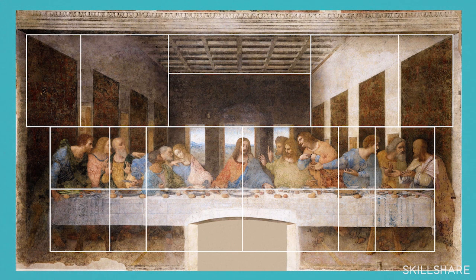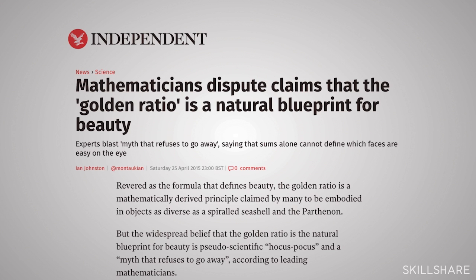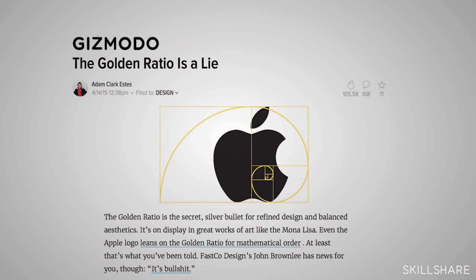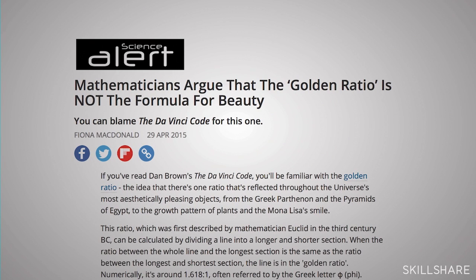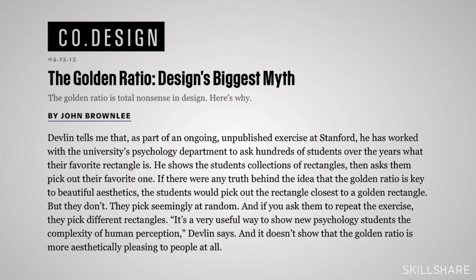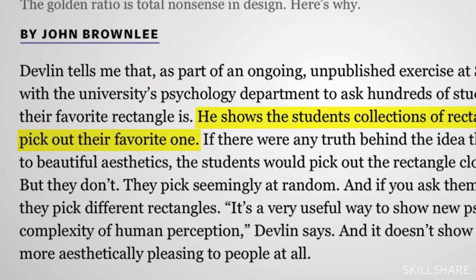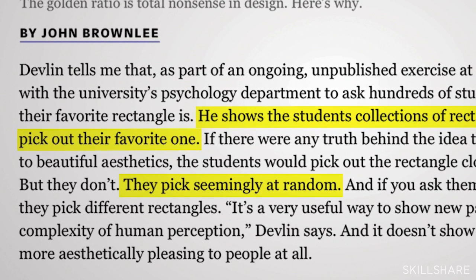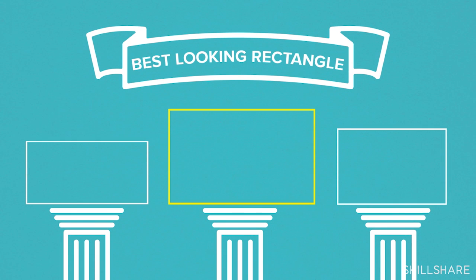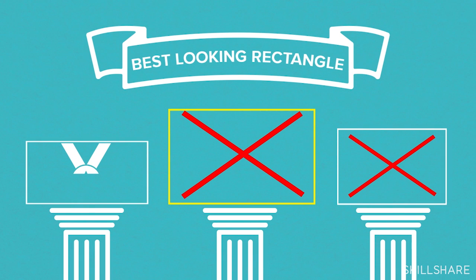However, these days it's debated whether the golden ratio is a true universal law. Over the years, Stanford math professor Keith Devlin has run an experiment. He's shown students different rectangles and asked them to pick a favorite. His finding? Students seemingly prefer rectangles at random, which could suggest that the golden ratio is not the subconscious standard of beauty that Greek philosophers believed.